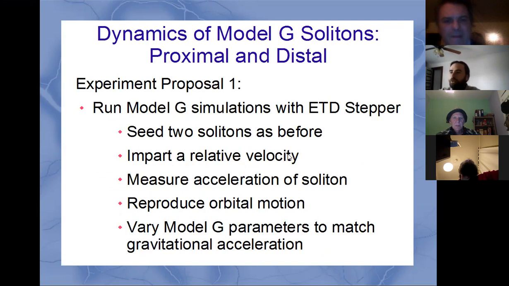So this is the idea I had, and I would consider it low-hanging fruit because it was almost done before with Matt Pulver. Just the conditions weren't in this exact scenario. Two solitons have already been seeded before, so we know that can be done in ETD stepper. The only difference is giving them enough distance apart so that just their distal, extended tails are interacting and having a relative velocity between the two.